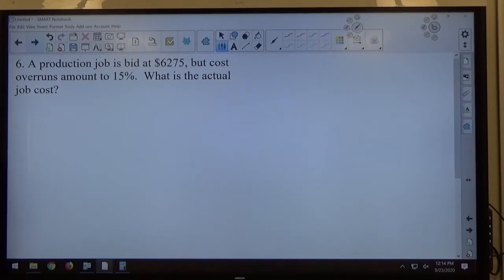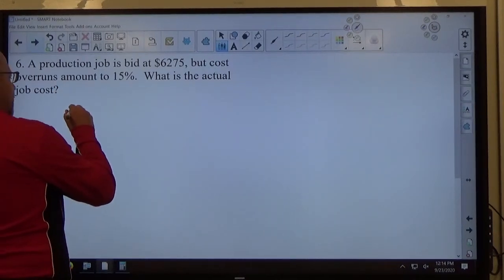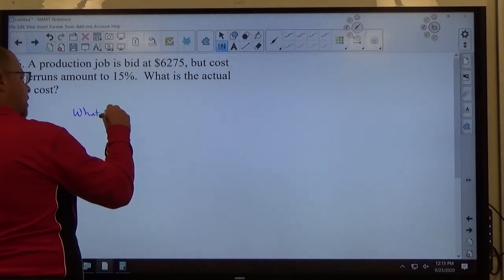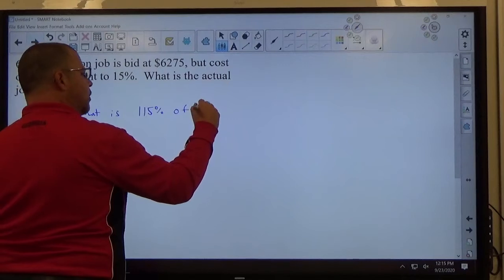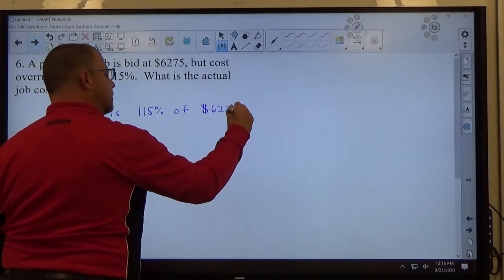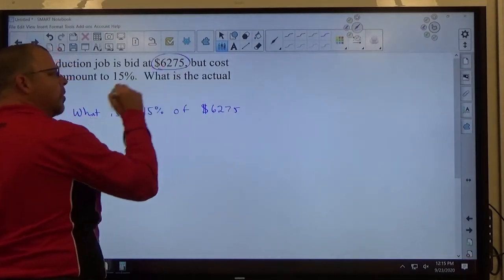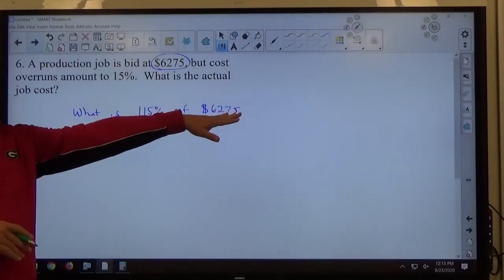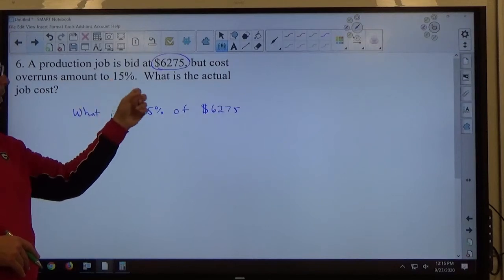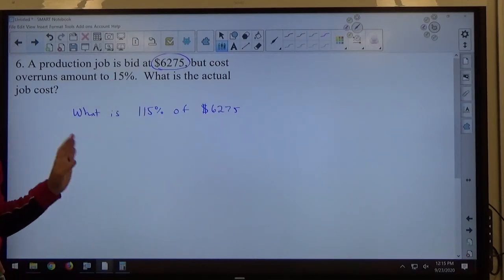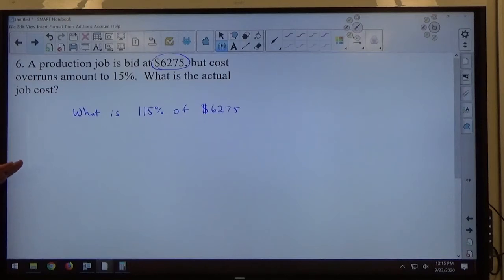So again, there are 2 ways of doing this. We can find out what 15% is and add it to 6,275, or we want to know what is 115% of $6,275. The actual estimate is what it's supposed to cost. That's the whole amount. We're going above that amount, so our part's going to be bigger than 6,275 because we're bigger than 100%. Again, that's option 1. You can do it that way. The answer you get to this problem is going to be the answer.